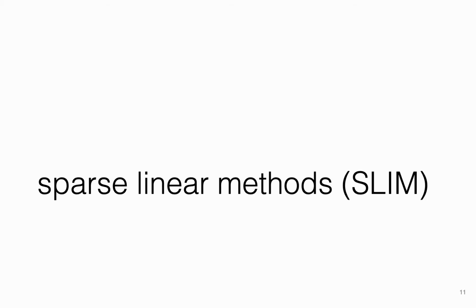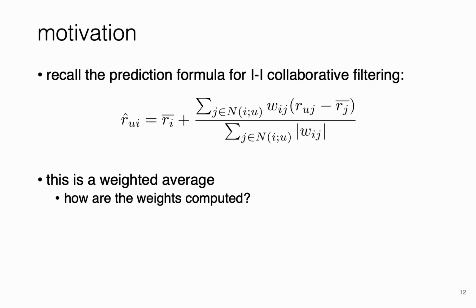Next, we discuss a model-based variant of item-to-item collaborative filtering. It is called Sparse Linear Method, or SLIM. Remember the prediction formula we had for the item-to-item neighborhood approach. We predict a rating deviation for the target user and target item using rating deviations of similar items that the target user has rated in the past. The past rated similar items are those in the neighborhood N(i; u) in this formula.